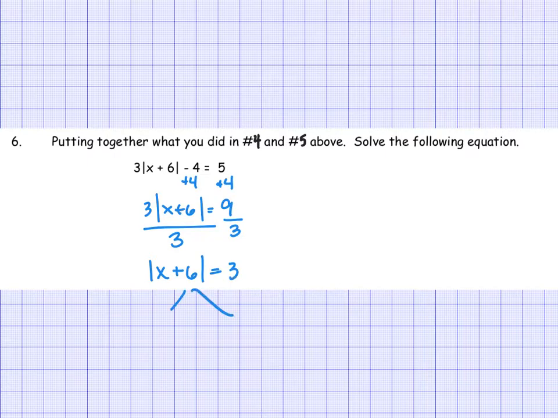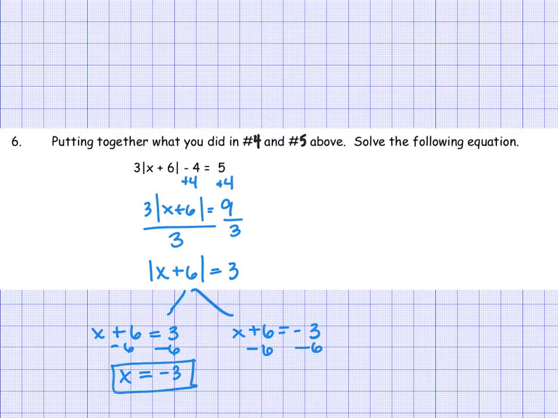And at that point, I'm going to split it into my positive. So x plus 6 equals a positive 3, and x plus 6 equals a negative 3. So I subtract 6 from both. So I've got x equals negative 3 for one of my answers, and x equals -9 for my other answer. So if I were you, I would take this example and I would put it in your notebook. Then underneath it or next to it, I would write the two steps that we're going to write down next.